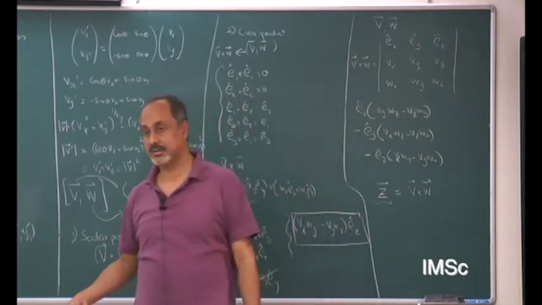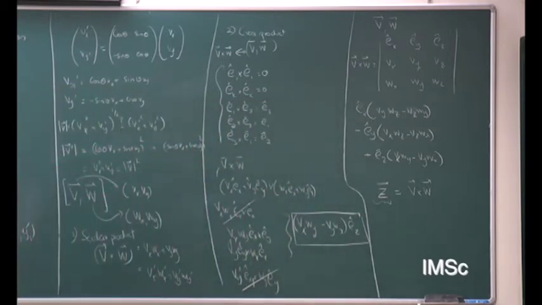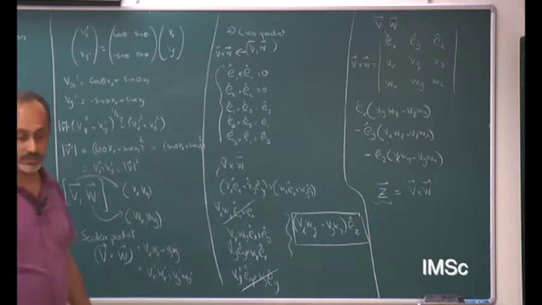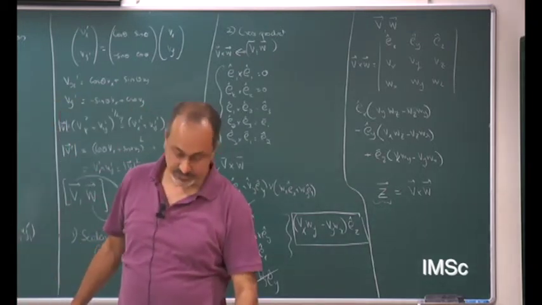So that's what vectors and tensors and scalars actually are. They're quantities whose components transform in particular ways when you change the coordinate system. Okay?